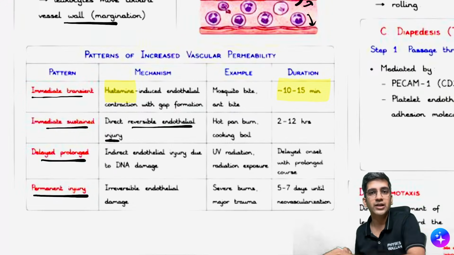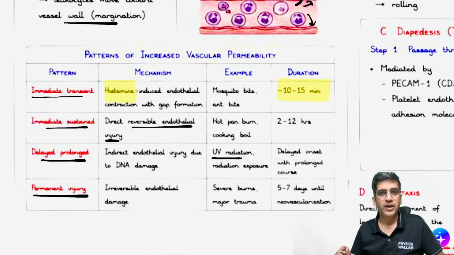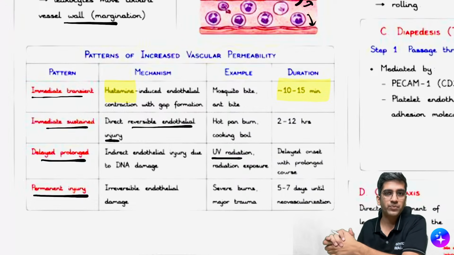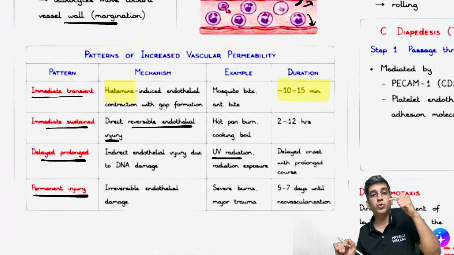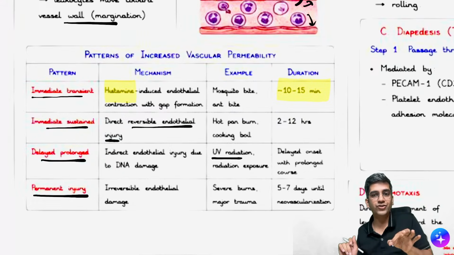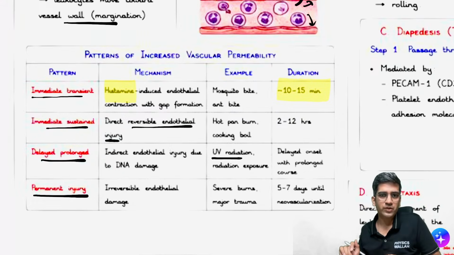Delayed and prolonged. The best example is UV related. You go out in the sun today, you won't have sunburn today. You'll have it after some time only. Because the sun's UV rays cause mutation. Mutation causes damage. Damage then heals. So it's indirect injury, not direct injury. That's why it's a delayed onset. Every UV ray, every radiation exposure, delayed onset only.